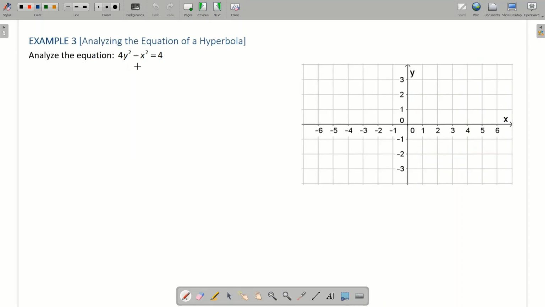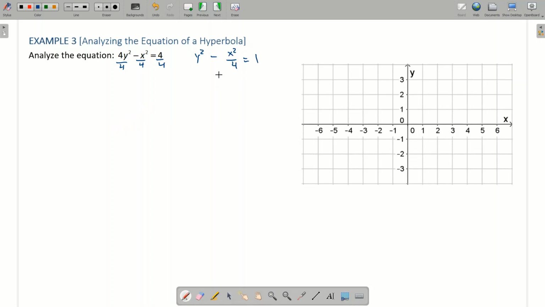Okay, now before we can do this one, we do need to put it in standard form. Standard form requires that we have a 1 on the right hand side here, and that these have coefficients of 1. So to make that happen, we're just going to divide all of the terms by 4, which gives us y squared minus x squared over 4 equals 1.